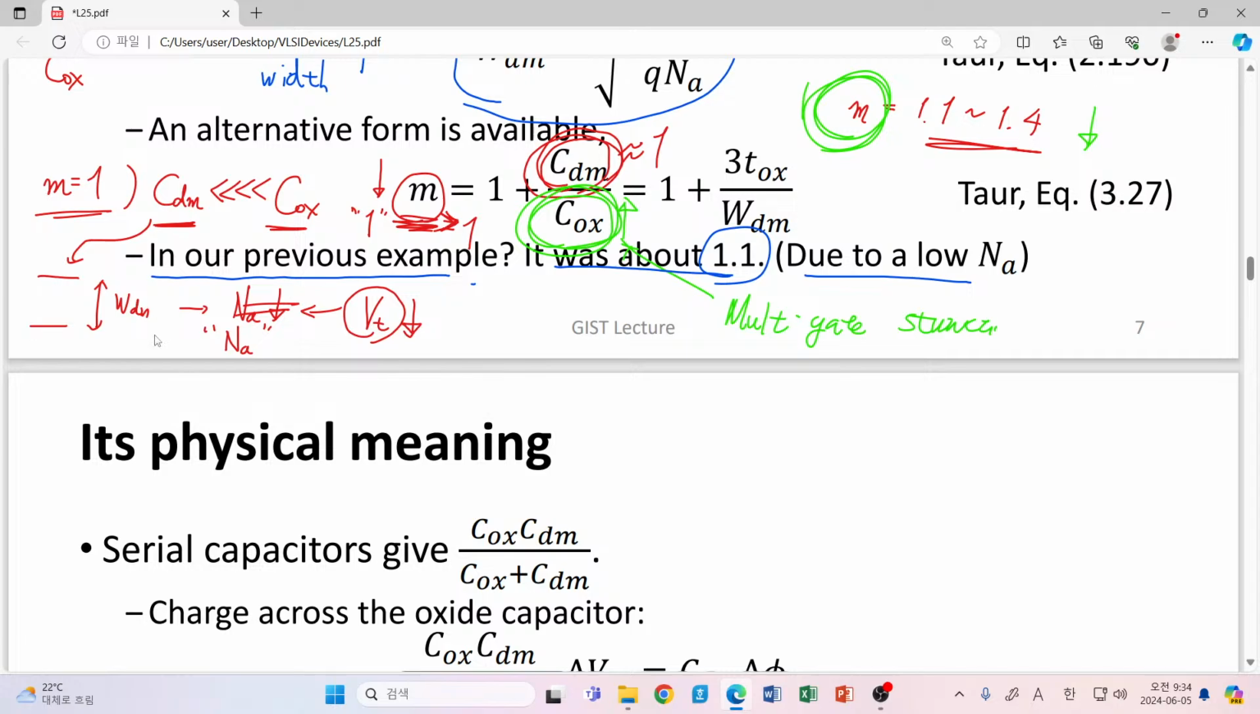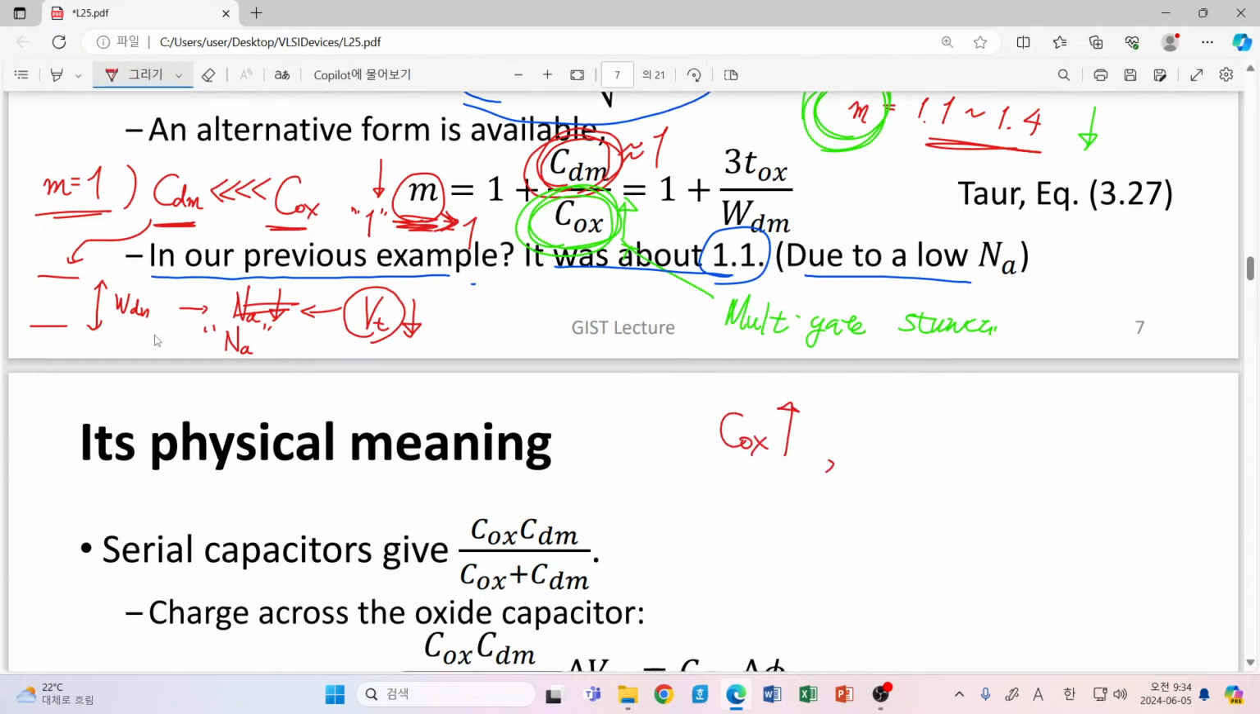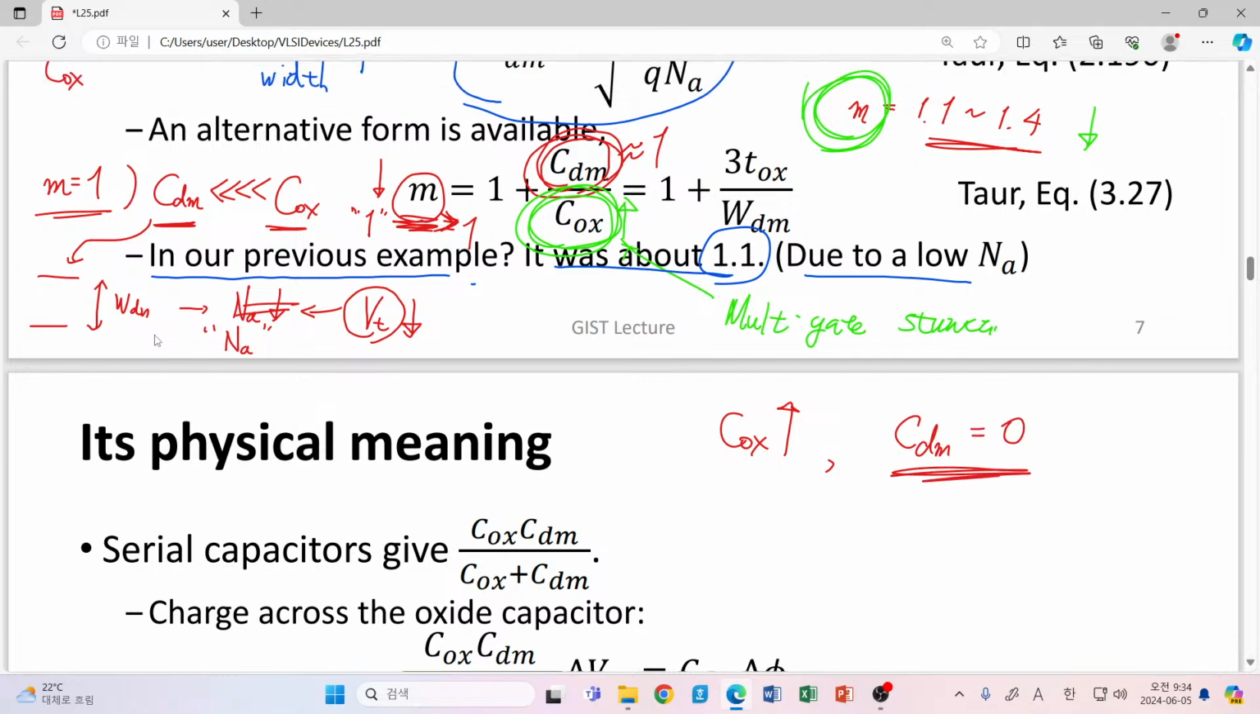The best way, of course, is increasing C_ox, it's good, but another way to have the M value equal to 1 is just to make C_dm equal to 0. When C_dm equals 0, then it means that exactly we have number 1. So how can you obtain this kind of situation? Seemingly quite unreasonable. I'm just saying that our substrate has no capacitance at all.